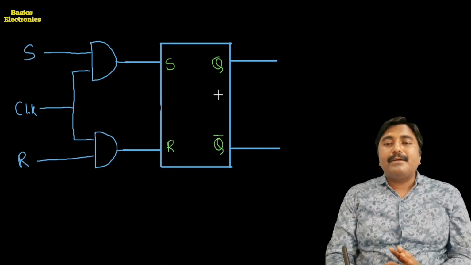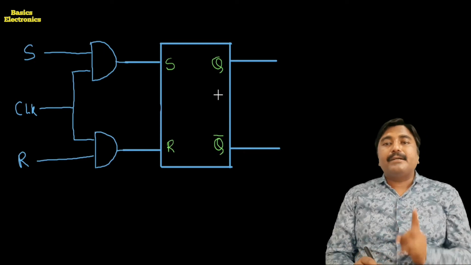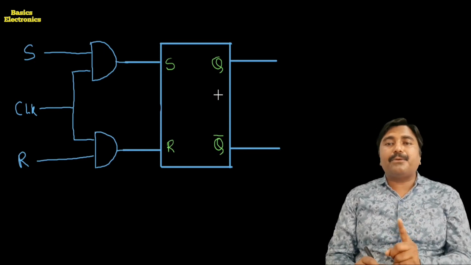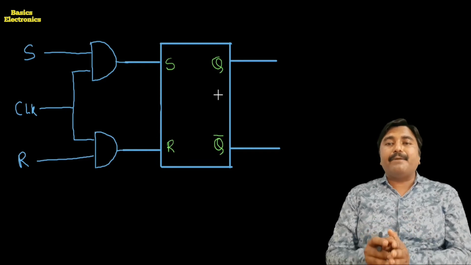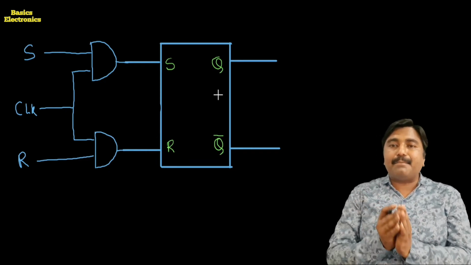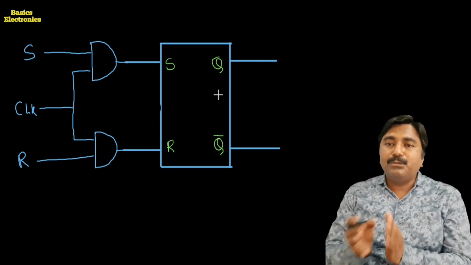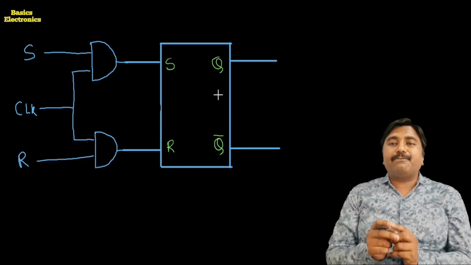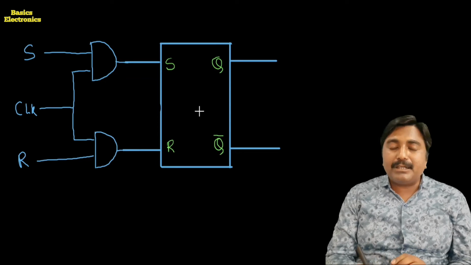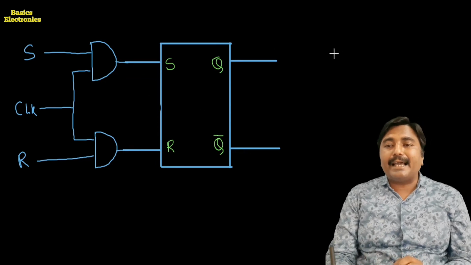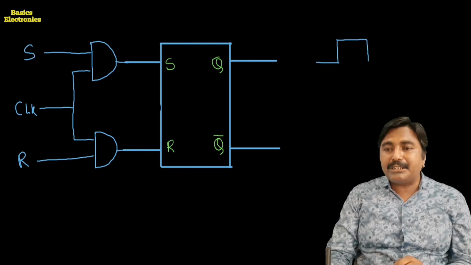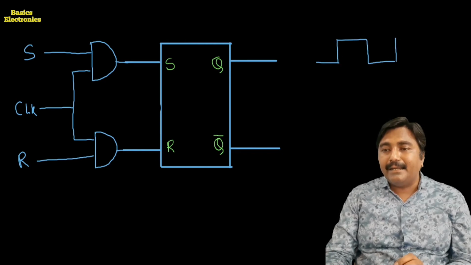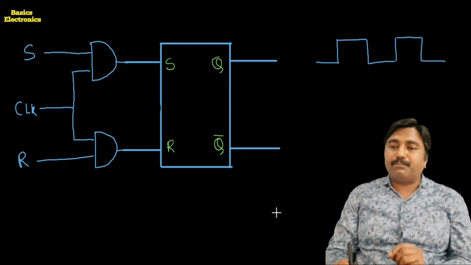The function is the same, but due to the application of the clock pulse, we decide when the flip-flop works and when it goes into the disable, or no change, condition. For that, first we consider the clock pulse having its high time period. Which time period do we call high and which do we call low? That is important for us.